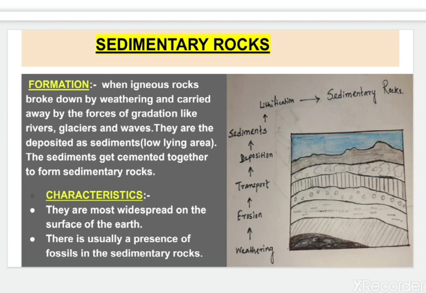Now let's learn the characteristics. They are most widespread on the surface of the earth. They are soft rock and there is usually a presence of fossils. Fossils means dead remains of plants and animals. So there is usually a presence of fossils in the sedimentary rock.